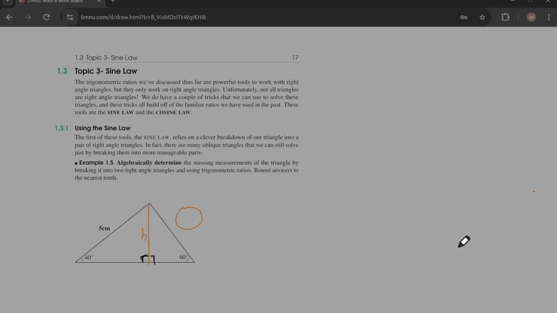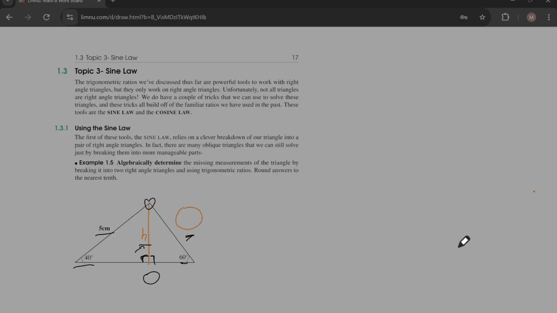It's something I can find by using the sine ratio, right? I've got an angle and I've got the hypotenuse, and I'm looking for the opposite in this new triangle I've created. Then I can use the sine ratio on the other side because I've got the angle. I can find the hypotenuse once I've found this opposite side. For this video, I'm only going to demonstrate this one side, because I could do the exact same things, breaking it another way, to find this missing measurement.